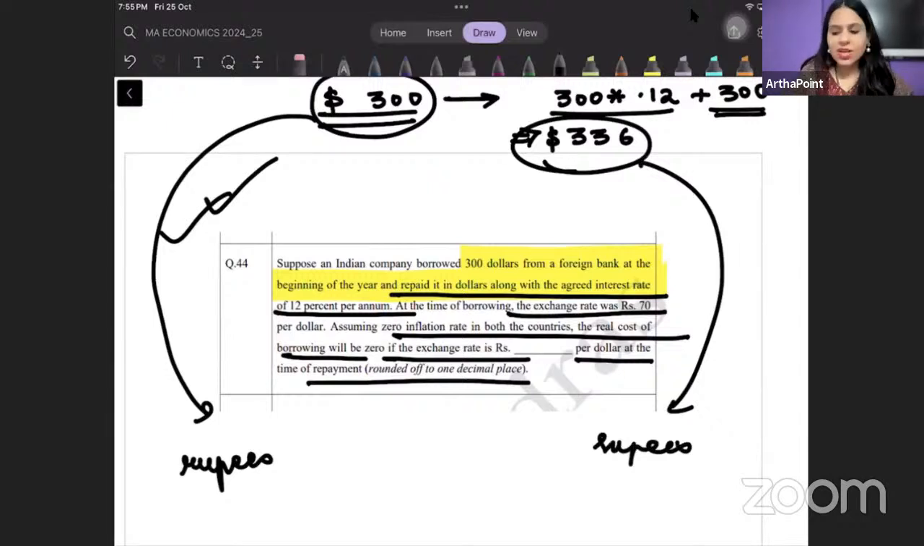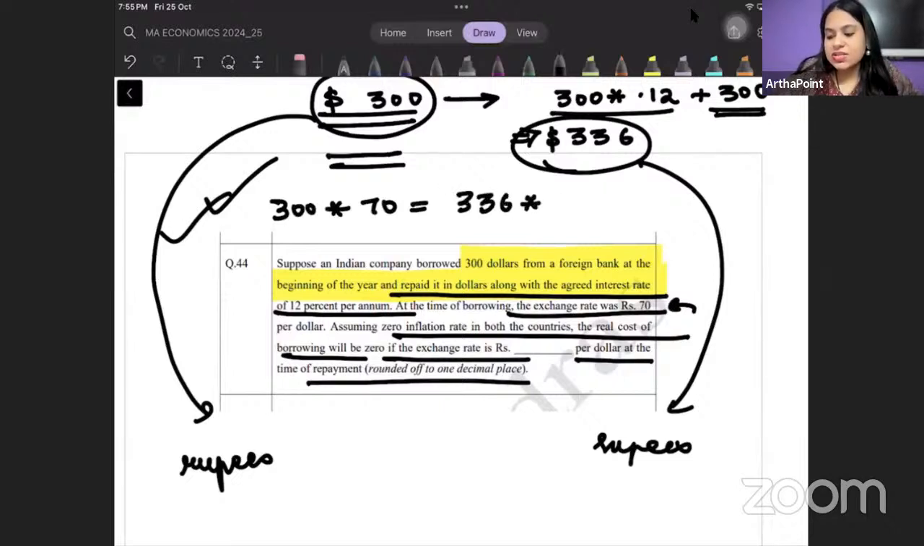That's it. So $300 in terms of rupees will be what, beta? 300 into the exchange rate, which is 70. And 336 in terms of rupees will be what? 336 into whatever the exchange rate is. हो गया. Just find this exchange rate now. You will be able to do it. Just find the exchange rate now.